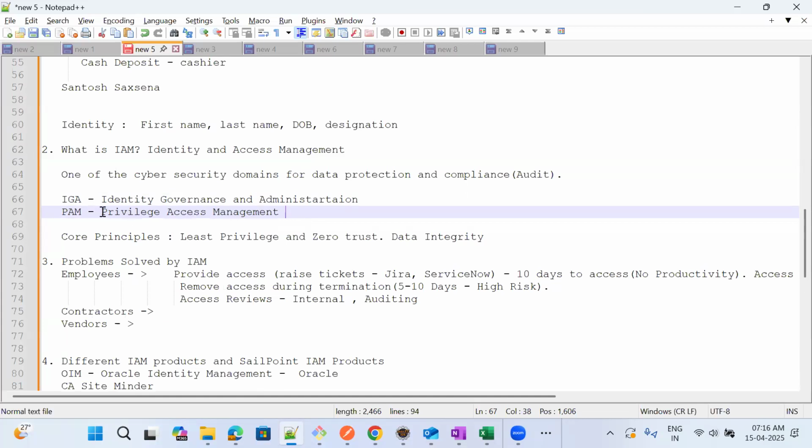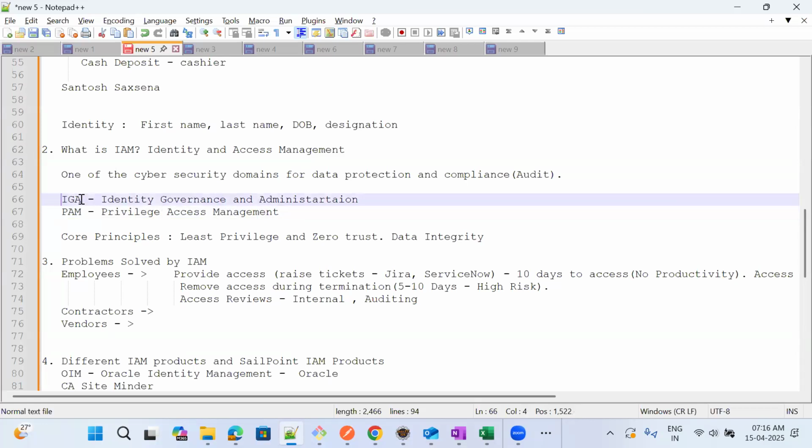So privileged access management, in the sense that if we have any special permissions, such as administrator permissions for any user, there is a separate way to handle such access. This access will be managed through something called PAM. In such a way, we have IGA, which is identity governance and administration. Within IAM, this IGA is the specific concept that we are going to deal with in our SailPoint IAM.